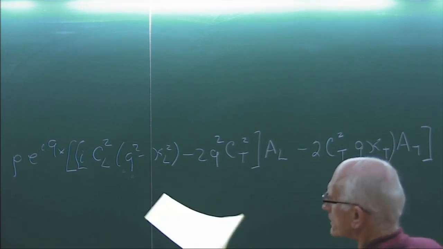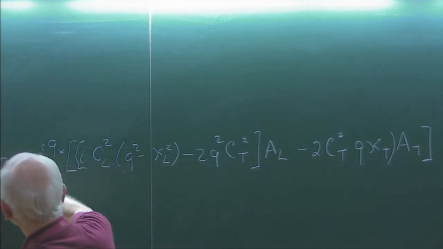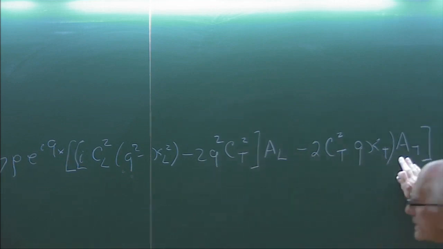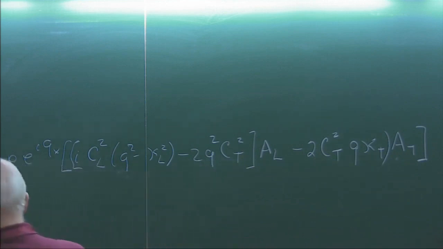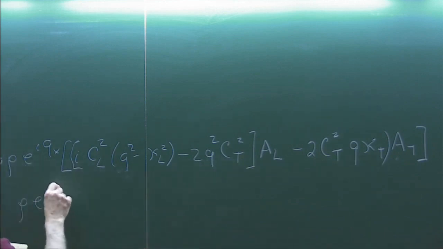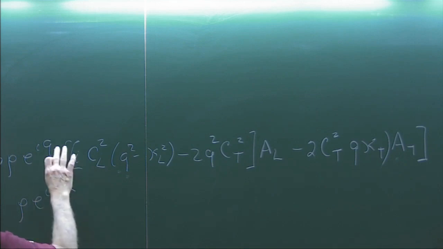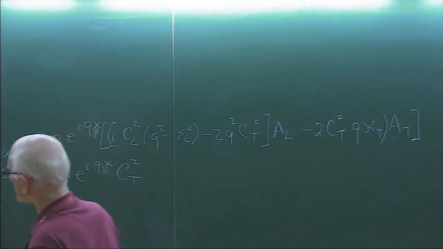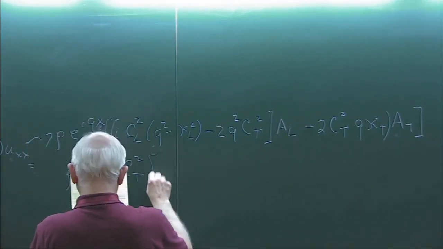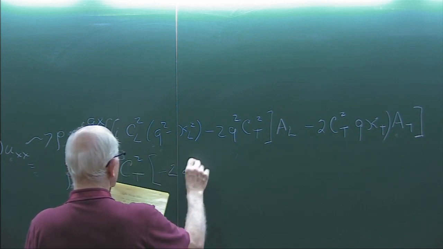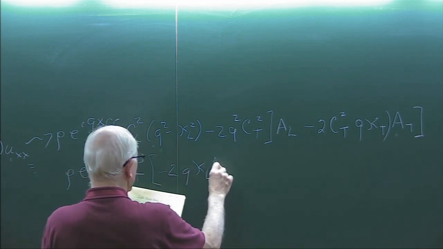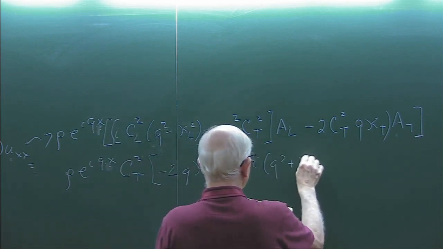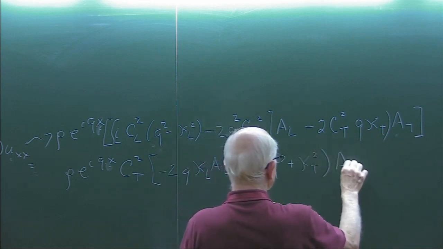So now we have the sigma yy expressed in terms of the unknowns, the AL and the AT, which we're going to need to specify what the amplitudes are. And then for sigma xy, we also have a rho e^{iqx}, that comes outside. There's an overall factor of c_T squared that comes out because that's all that appears here. And this is then minus 2 q κ_L AL plus i (q squared plus κ_T squared) times AT.